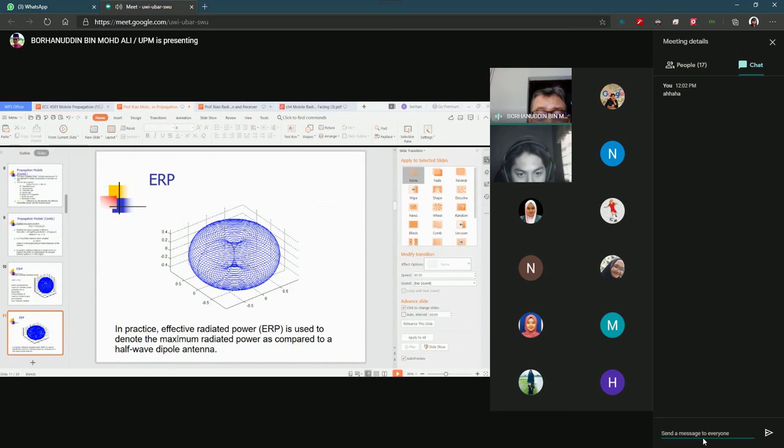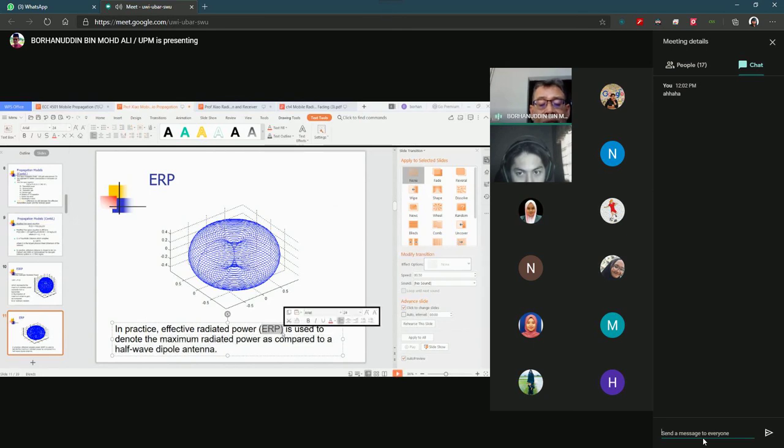In practice, effective radiated power is used to denote the maximum radiated power as compared to a half-wave dipole antenna. There's another one called effective radiated power compared against half wave. This is the half-wave dipole antenna. And if you compare against this one, they call it ERP. I seldom come across this one, but not most of the time, it's EIRP.